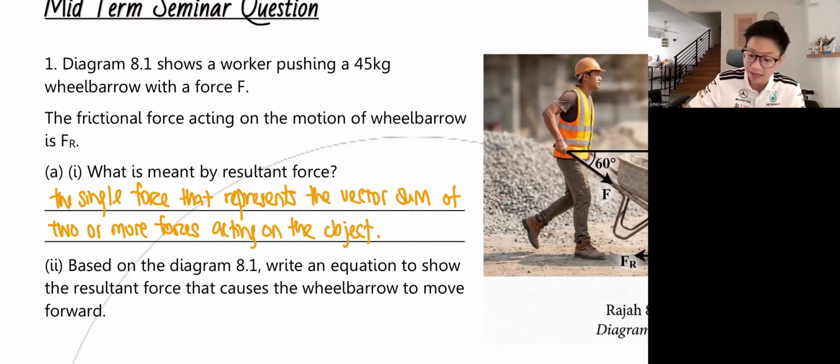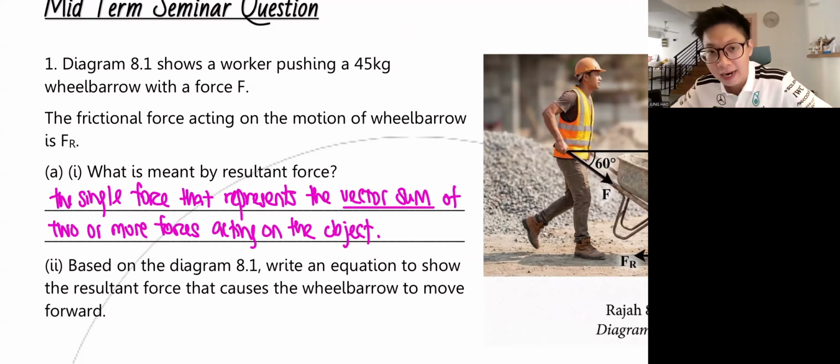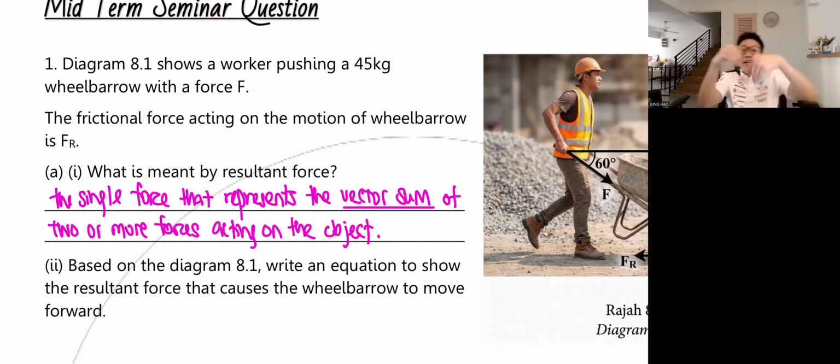Don't be lazy. Okay. So it's a single force that represents the vector sum of all the forces. Means you sum everything. You all know why it must be a vector sum, right? Because vector means it may go up, down, left, right. So you sum everything to become one force. That is called your resultant force.